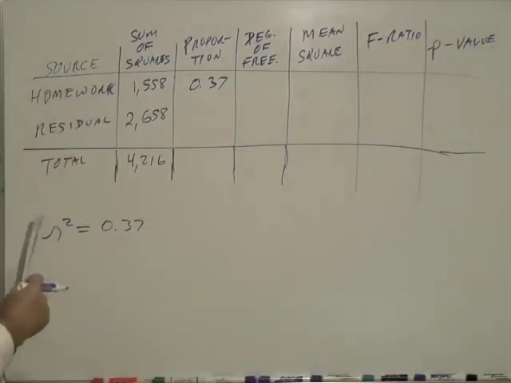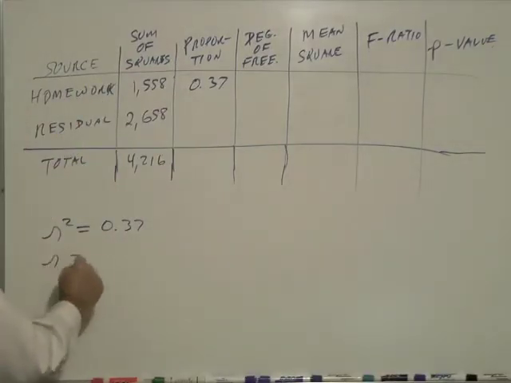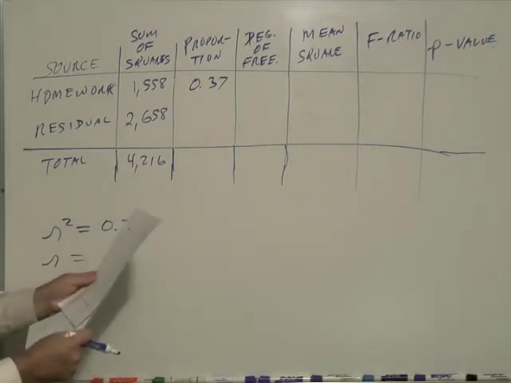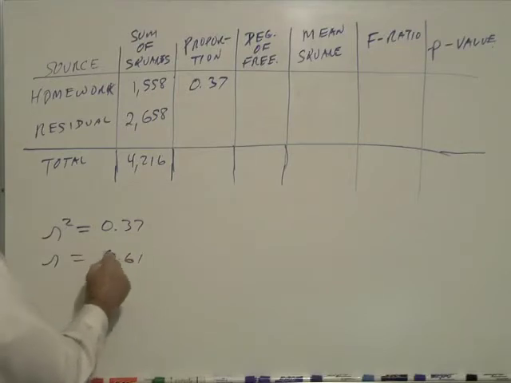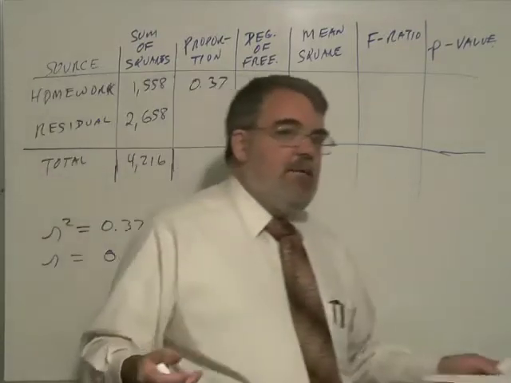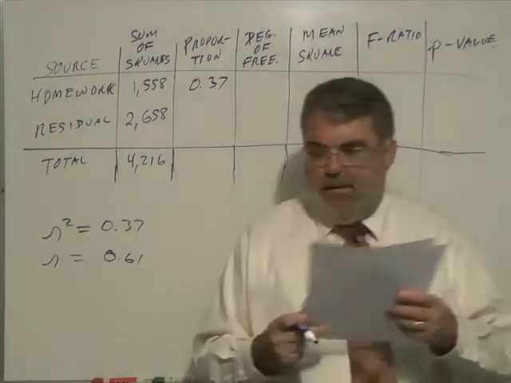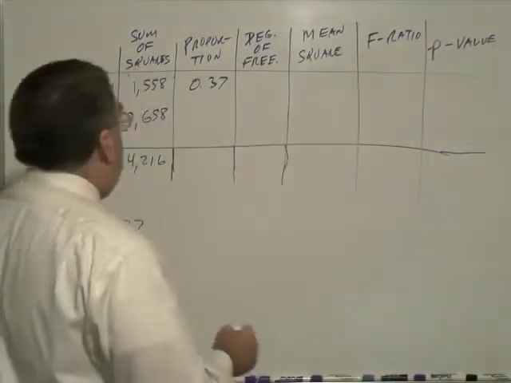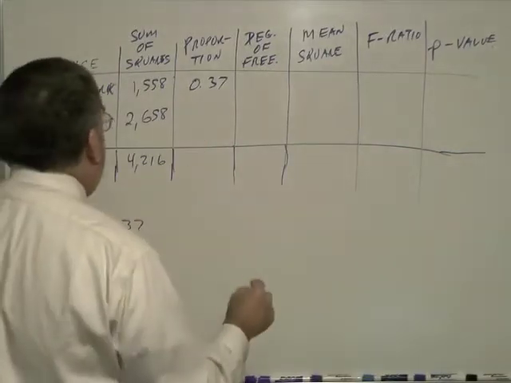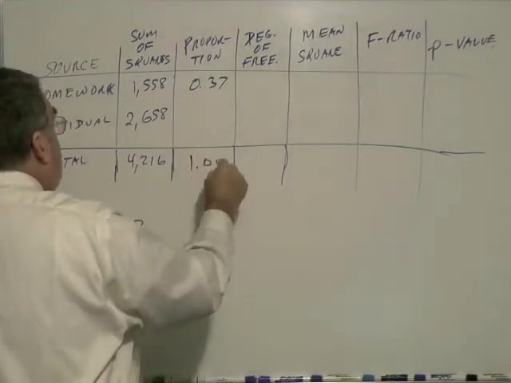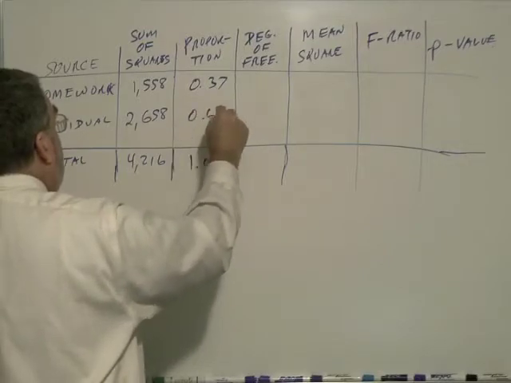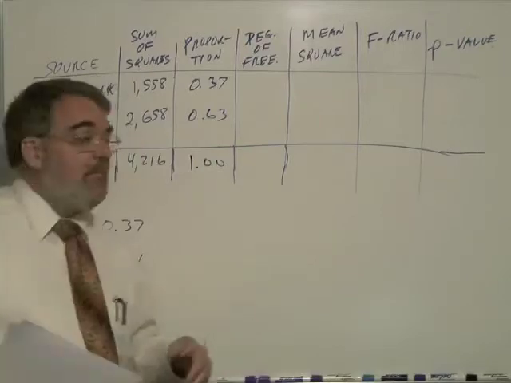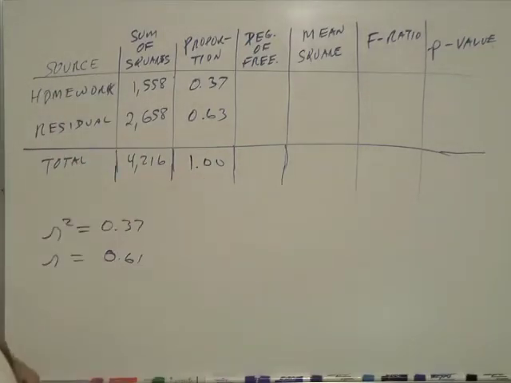R squared was 0.37. So the correlation coefficient, if you take the square root, you get apparently 0.61. So it's a moderate correlation. Okay, and the other proportion is the complement of 37, so it'd be 63. So 63% of the data is explained by residual effects, and of course this adds up to 100%, or 1.